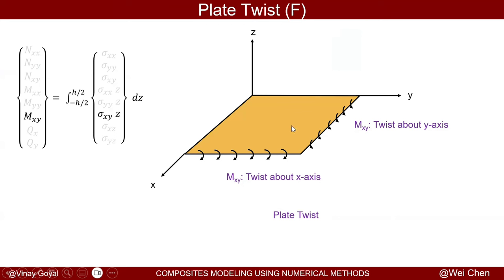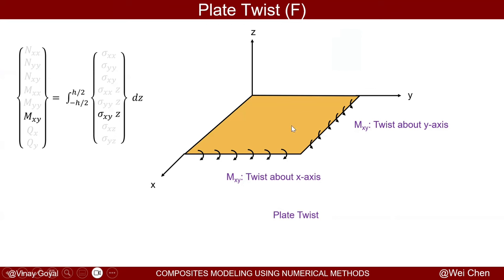Get 100, but the integral of minus h/2 to h/2 dz is h, so therefore h cancels to get 100 pound force per inch. Notice that's pound force per inch for Nxx, because like I said before, Nxx is a force per unit width.